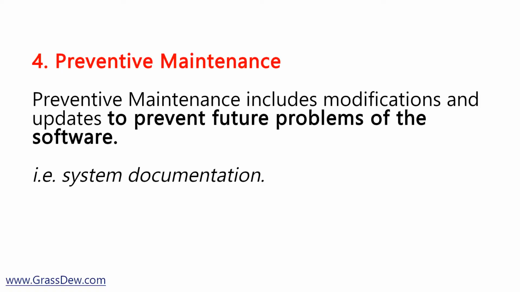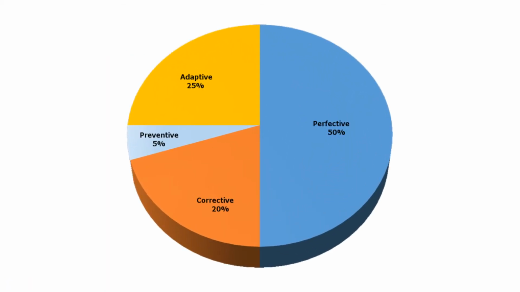Fourth type of software maintenance is preventive maintenance. Prevention is always better than cure. So preventive maintenance includes modification and updates to prevent future problems of the software. For example, system documentation can be preventive maintenance. As shown in this graph, perfective maintenance is something which is taking most of the time.